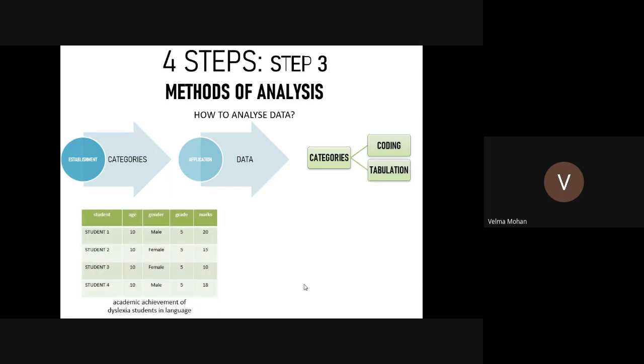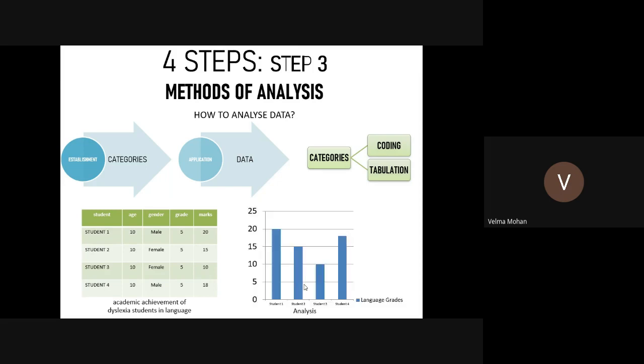For instance, if a researcher wants to study the academic achievement of dyslexia students in language, the researcher will compile data such as age, gender, grade level, and the language grades, the marks. And the two methods of analysis of data discussed here are quantitative method and qualitative method. Note that this section needs to be brief and the results should not be presented here.